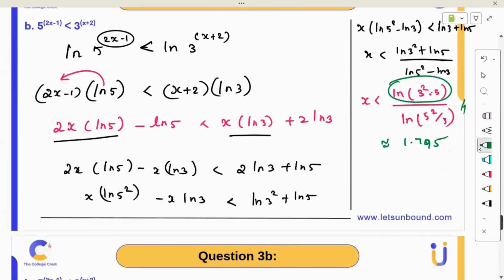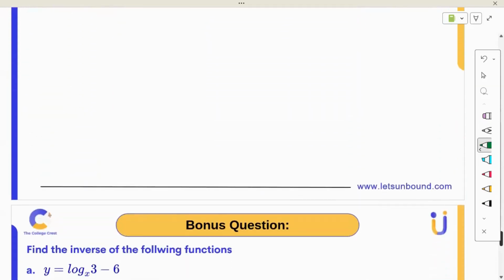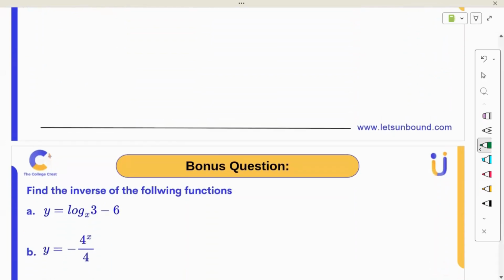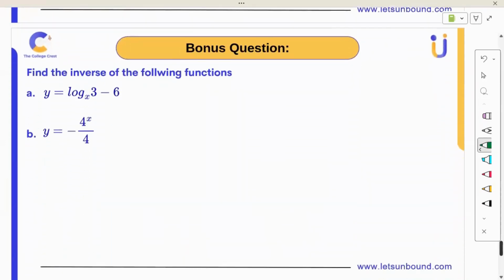And that's the thing. Now we are moving to the bonus question. The bonus question is completely on finding inverse. So find the inverse of the following functions.